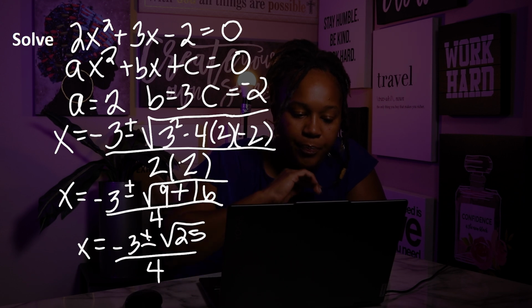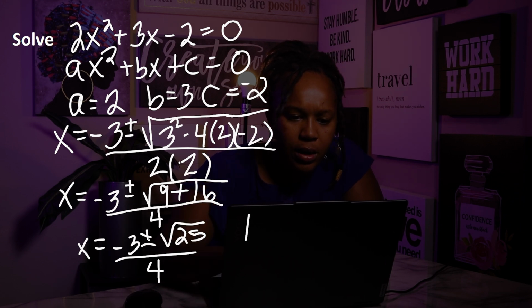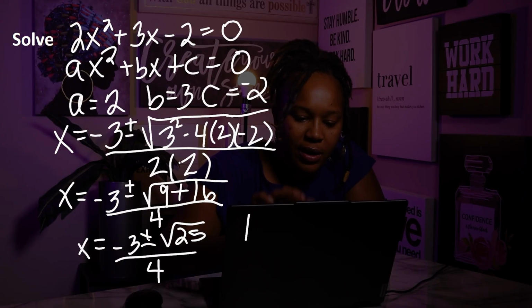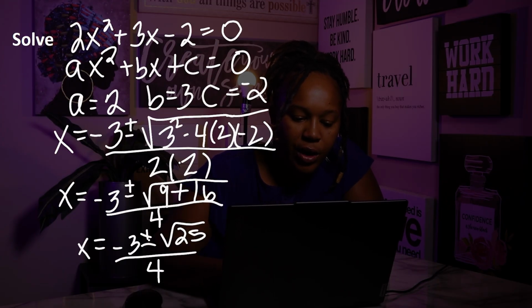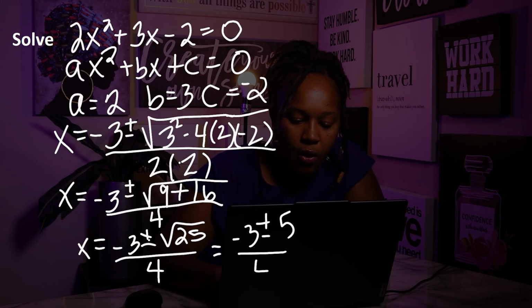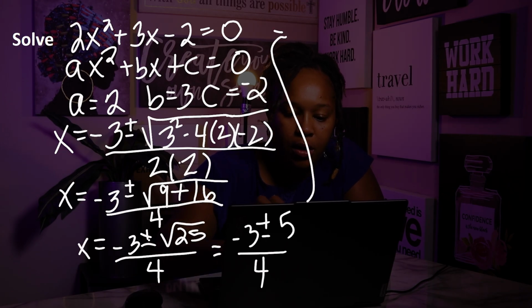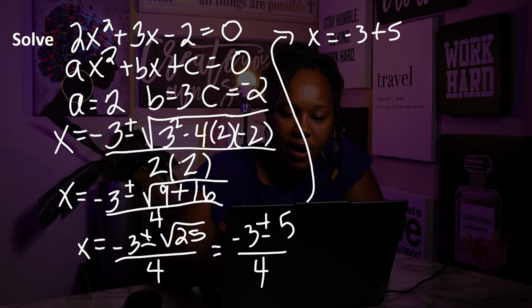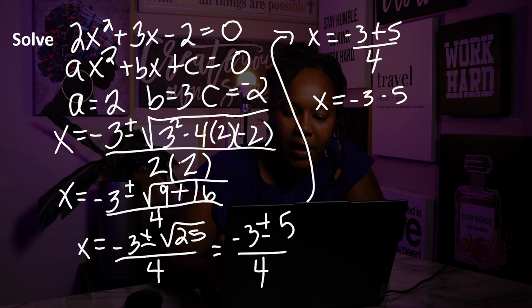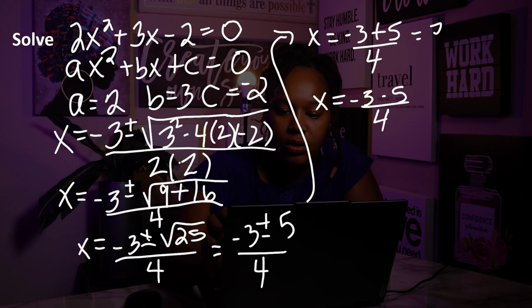All right. Now, the square root of 25 is 5, okay? So we're going to replace that with a 5. That's going to become negative 3 plus or minus 5 all over 4. So that's really two separate answers, and I'm going to bring it up here. That's going to be x equal to negative 3 plus 5 over 4. That's the first answer. And the second one is x equal to negative 3 minus 5 over 4. All right. Negative 3 plus 5 is 2.